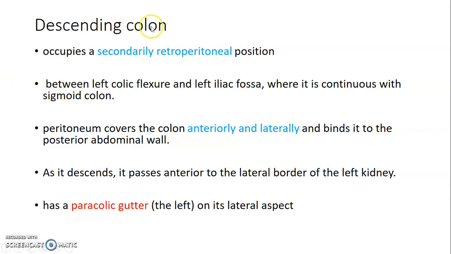So the peritoneum covers this descending colon anteriorly and laterally, just like the ascending colon. They are covered by peritoneum anteriorly and laterally, and this peritoneum binds them to the posterior abdominal wall. So they are secondarily retroperitoneal parts of the large intestine, the ascending and descending colon. The descending colon usually descends and passes anterior to the lateral border of the left kidney, and just like the ascending colon, it has a paracolic gutter onto its left. This is on the left side of the descending colon, between it and the abdominal wall on the left.